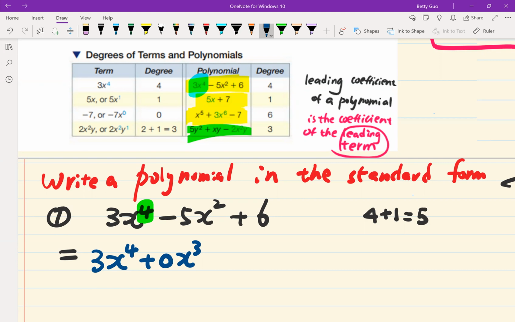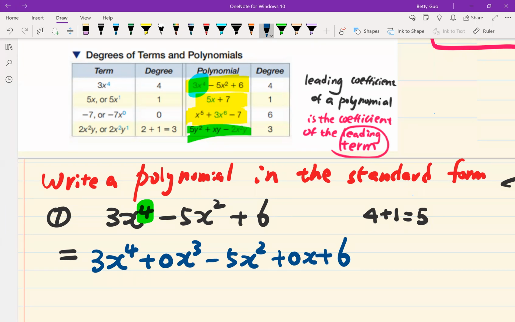So do we have degree 2? Do we have a term with degree 2? So 95x squared, right? Do we have a term in the polynomial with degree 1? No, we don't, right? If you don't, you write plus 0 times x, 0 times x to the power 1. Okay, do we have degree 0? 6, right? All right, so this is the standard form.